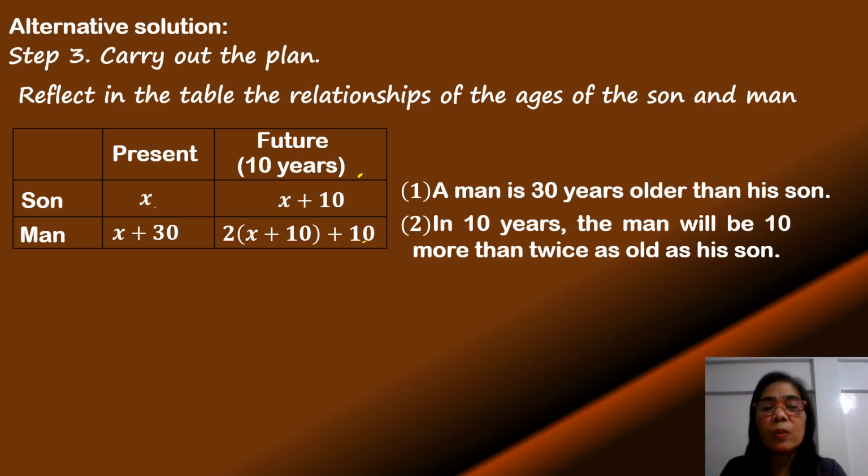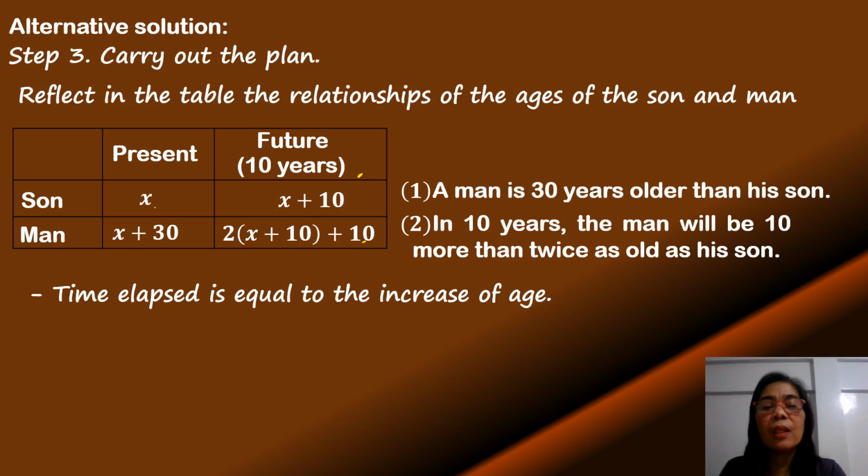We are now going to write the equations. So this time, our basis in writing the equation will be the principle that the time elapsed is equal to the increase of age. So here, we are going to consider the age of the man. That the future age of the man minus his present age is equal to 10.